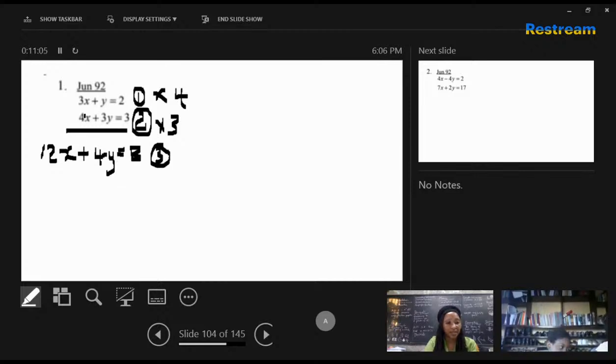So we're multiplying equation 2 by 3. So we're going to have what? Okay, so, Miss, it'd be 12x plus 9y is equal to 9.